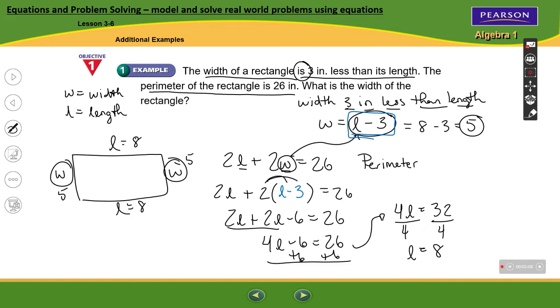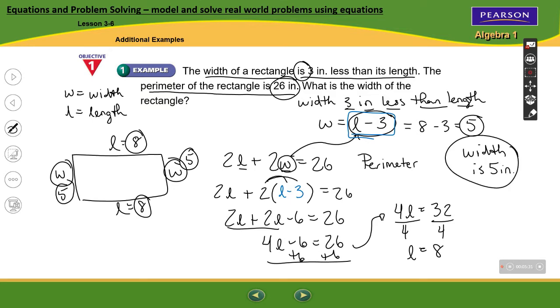Quick check. Does all this add up? 5 and 5 is 10. 8 and 8 is 16. 10 plus 16 is indeed the perimeter, which is 26. And the question was, what is the width of the rectangle? The width is 5 inches. And that's our final answer. So not an easy problem when you first tackle it, but if you take your time and set it up and keep your calm, you're going to be all right.